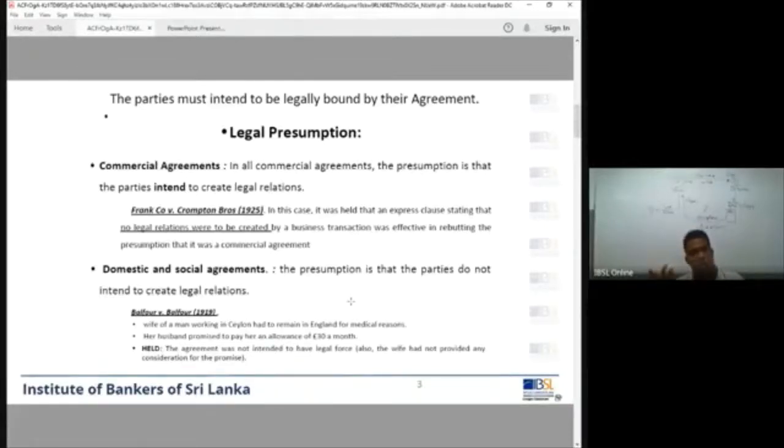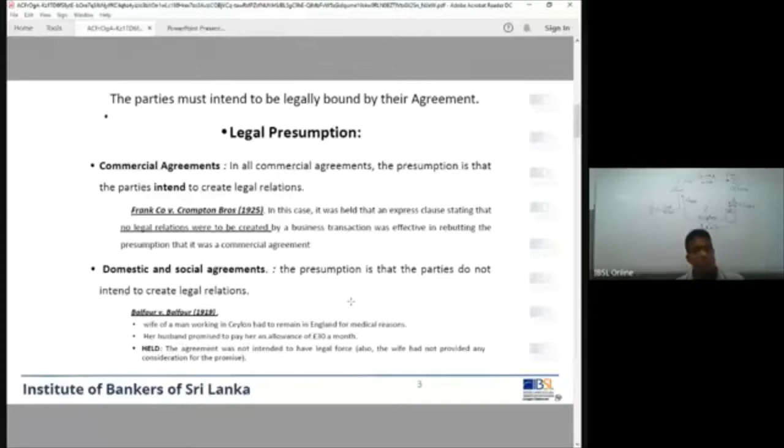But we'll take an example for a commercial agreement. What is a commercial agreement? We take an example like this. A customer of a bank obtains a loan from the bank. It's a personal loan. So then the customer and the bank sign an agreement. So the question is whether both parties, that is the customer and the bank, had the intention to create a legally valid contract. The customer says, I never intended to have a valid contract. So he can say so.